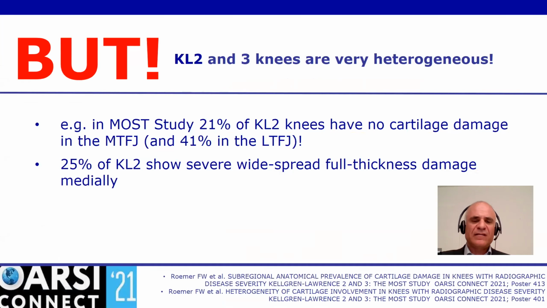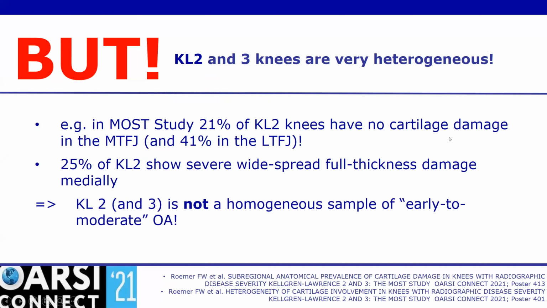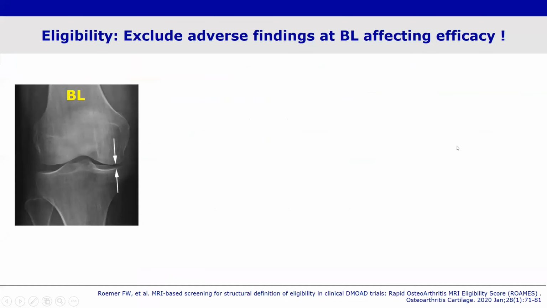For example, in the MOST study, which also covers MRI readings of a large number of patients, we looked at those Kellgren-Lawrence 2 and 3 knees. We found that in these Kellgren-Lawrence 2 knees, 20% have no cartilage damage at all in the medial tibiofemoral joint, and more than 40% no damage in the lateral tibiofemoral joint. When we look at the other side of the spectrum, a quarter of those supposed to have early osteoarthritis, Kellgren-Lawrence 2, show severe widespread full thickness damage all the way to the bone. These are not just focal defects, this is really extensive cartilage loss. So Kellgren-Lawrence 2 and 3 is not a homogeneous sample of early to moderate OA, but a very heterogeneous one.